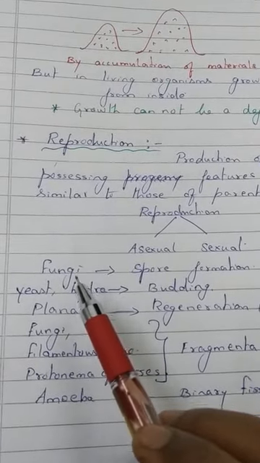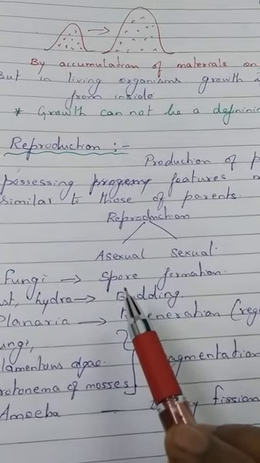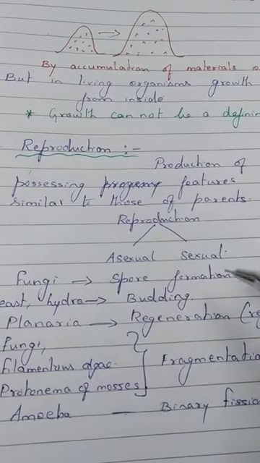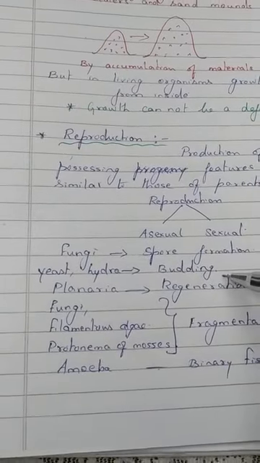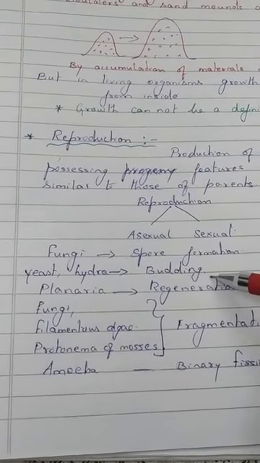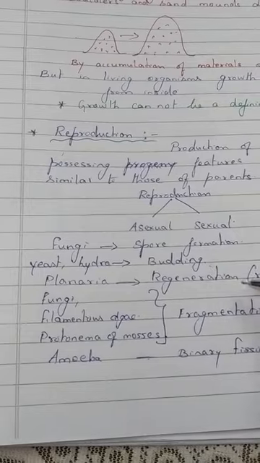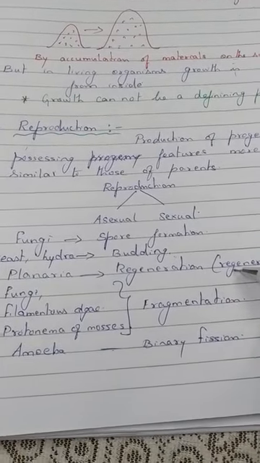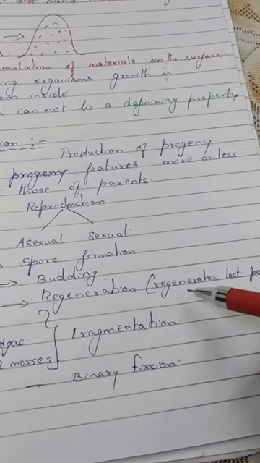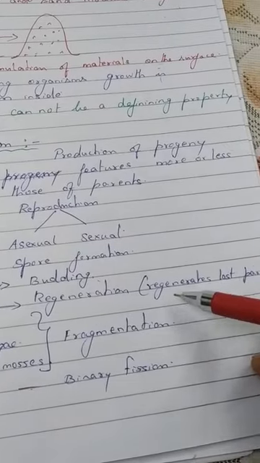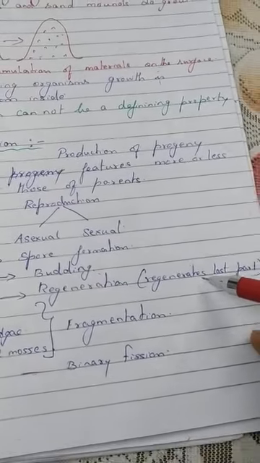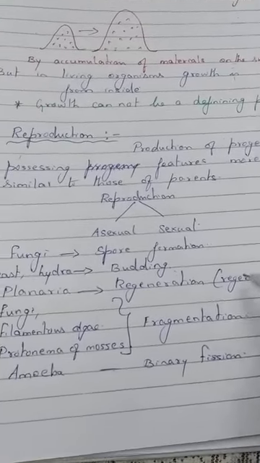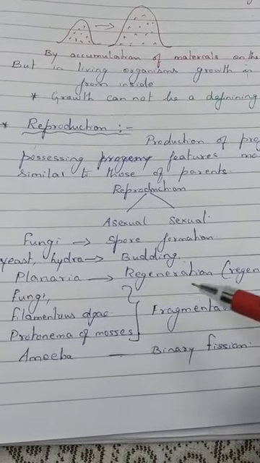Fungi reproduce by producing a large number of spores. Yeast and hydra reproduce by budding. Planaria reproduce by regeneration. What is regeneration? That is developing the lost part. If a part of the body is lost, they can regenerate the lost part.